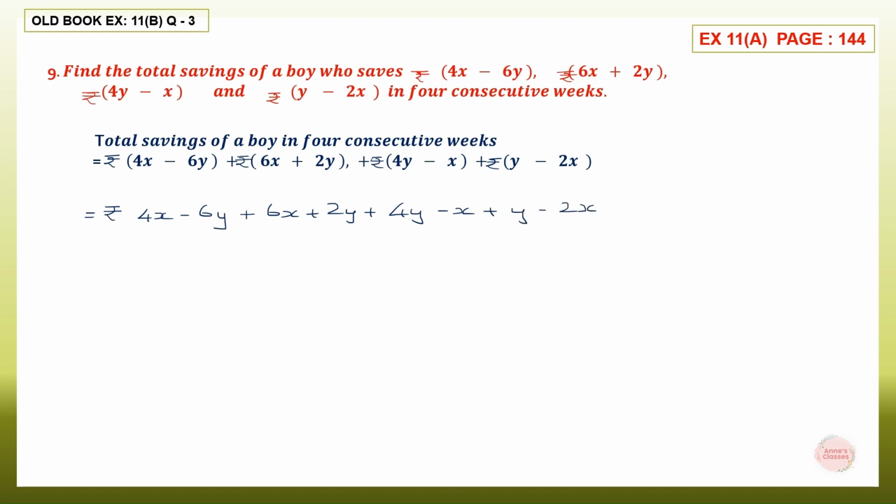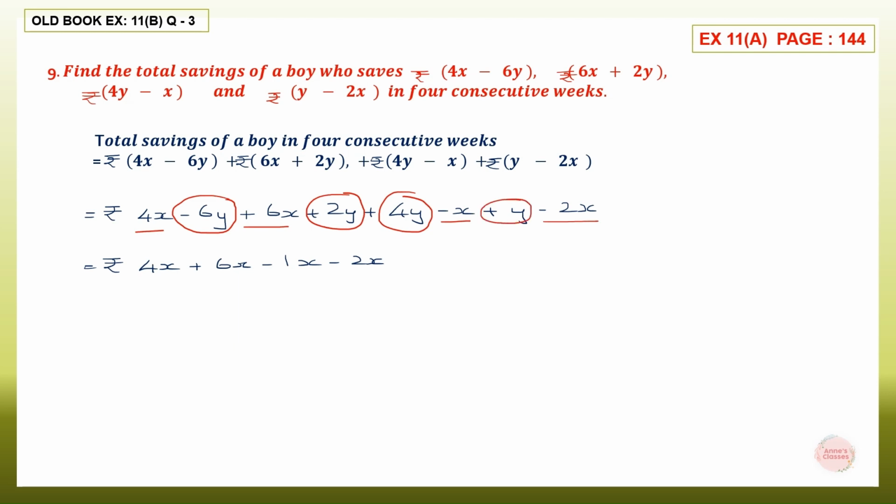Now let's put all the like terms together. Let's take all the x. We have 4x plus 6x. Then we have minus x and we have minus 2x. Let's put them together. So that will be 4x plus 6x minus 1x minus 2x. Now let's take all the y's together. So here we have minus 6y, then we have plus 2y, plus 4y and plus y. Let's write that down. So minus 6y plus 2y plus 4y and plus 1y.